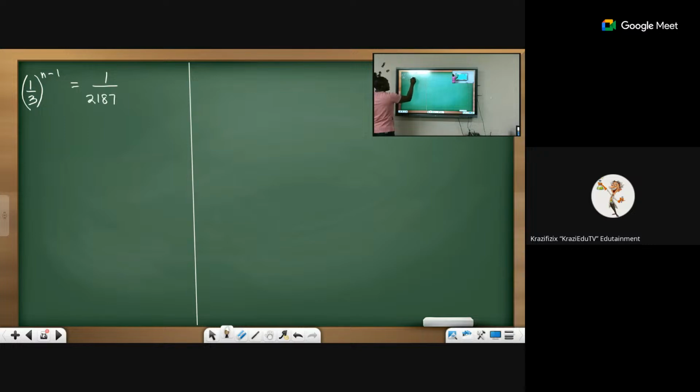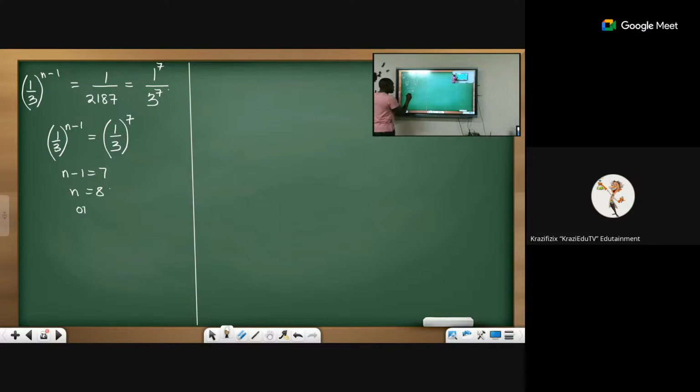So we changed this. We said this is 1 over 3 to the power 7. But 1 can be written as 1 to the power of 7. So 1 over 3 to the power n minus 1. Since they have the same exponent, we are going back to laws of exponent. Same base, equate the exponent. What is n therefore? 8.